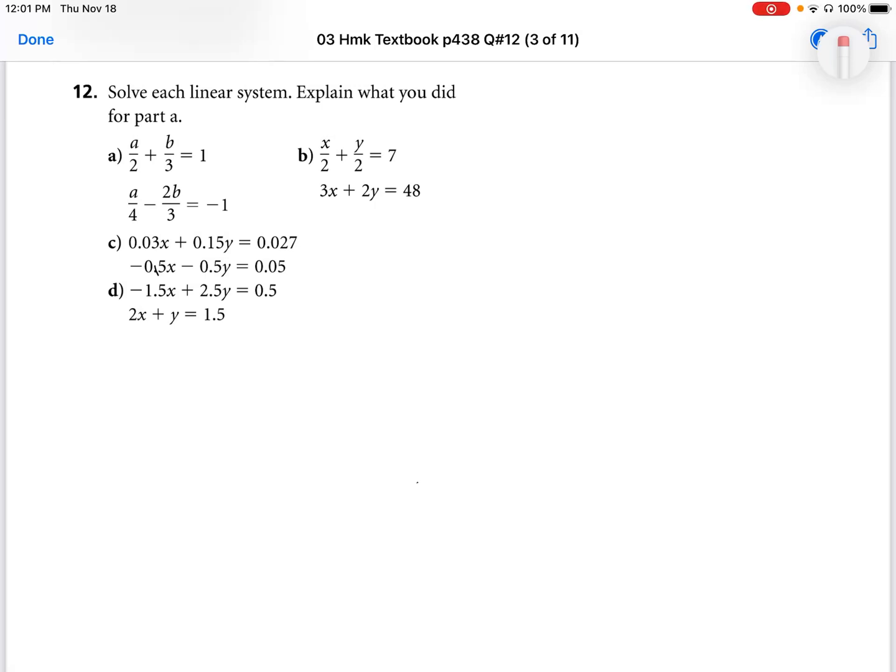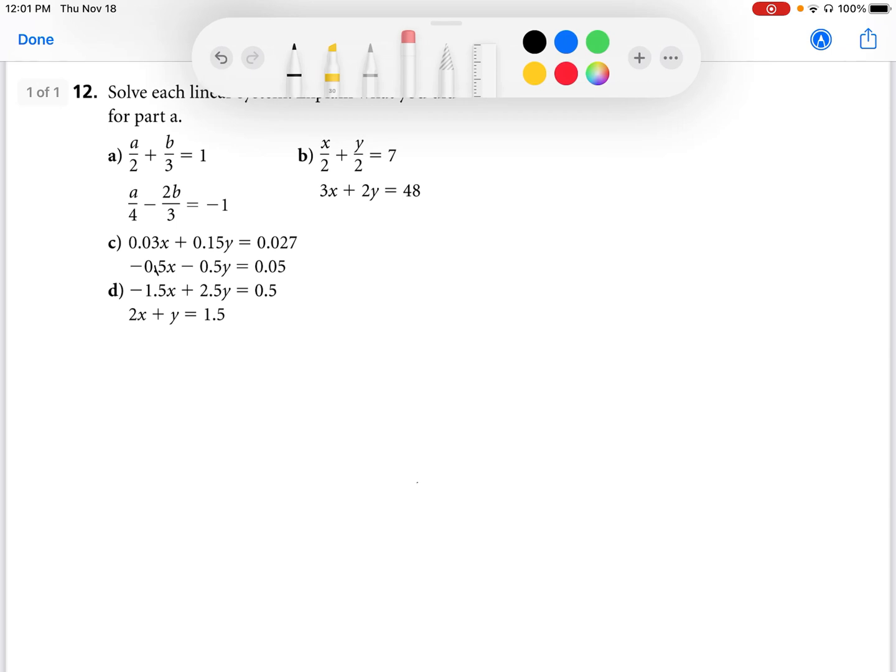We're going to solve these systems for the two unknown variables. So we're going to take a look at A first. In A, we have A over 2 plus B over 3 equals 1.